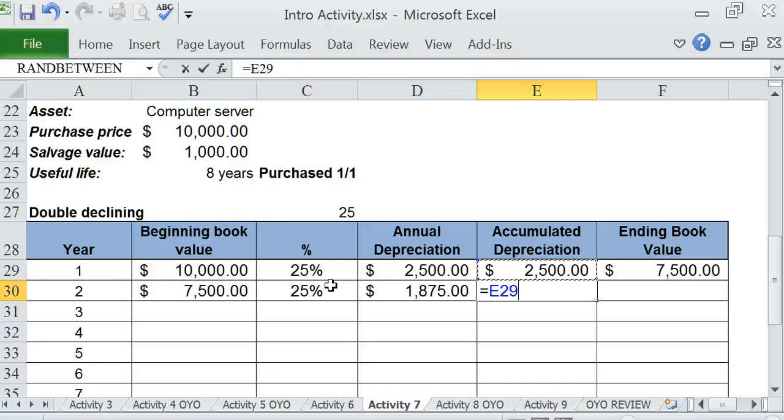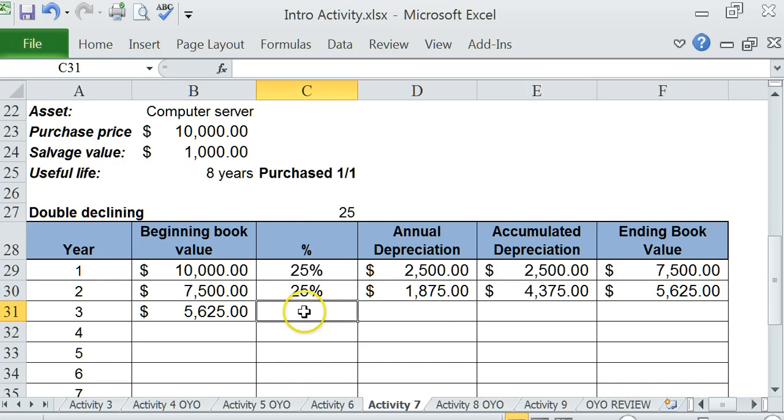Accumulated depreciation is simply the previous accumulated depreciation plus this year's annual. And our ending book value is simply beginning book value minus the annual. Okay? All right. Year 3, last year's ending becomes this year's beginning.